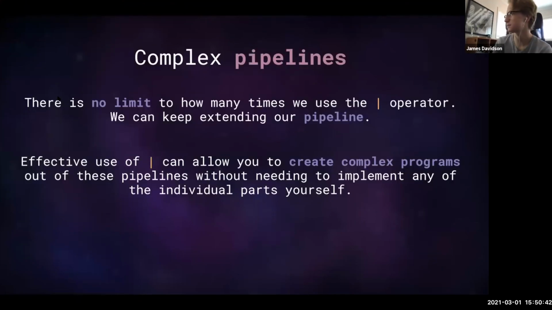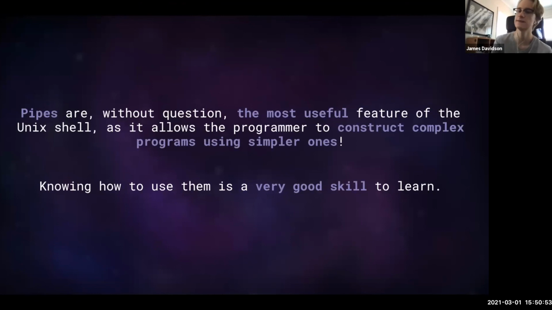So pipelines, this problem might not make complete sense to you. They are quite a complicated topic, but pipes are without question the most useful feature of the Unix shell. Because what we can do is construct really simple programs, really small programs that do one thing, and make them work together. They can all come together to build additional functionality without having to write all of these separate programs. So knowing how to use these pipes is a very, very good skill to have. It's one you will develop in Comp 204 if you take that course. You'll do quite a lot of piping.